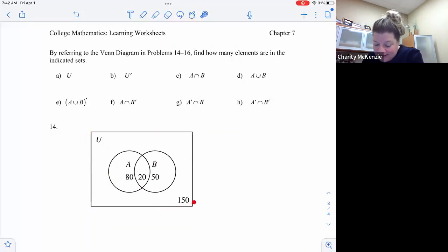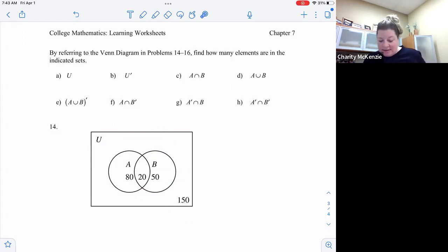So look at this whole Venn diagram. This represents the full universe. That's why they label it a U. And they're saying you have set A and set B. Set A has 80 numbers just in A. B is this set over here. And then there are 20 in set A and B. And this number over here represents all of the ones that are outside of A and B. That's kind of how that Venn diagram is set up.